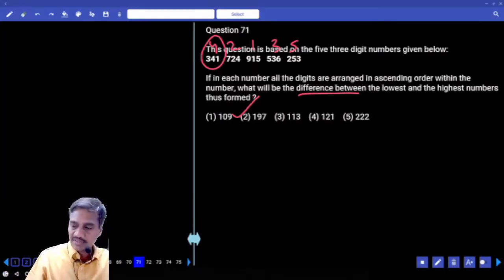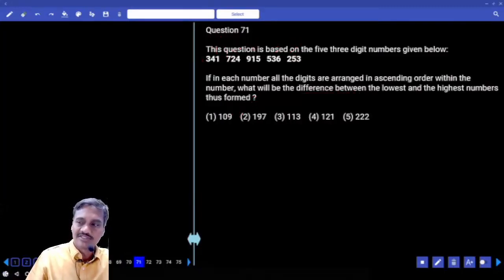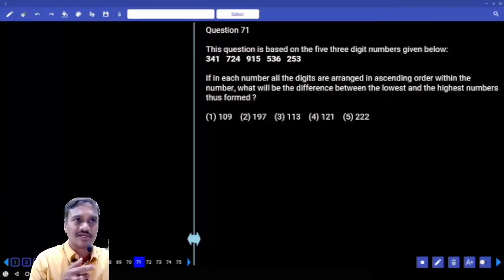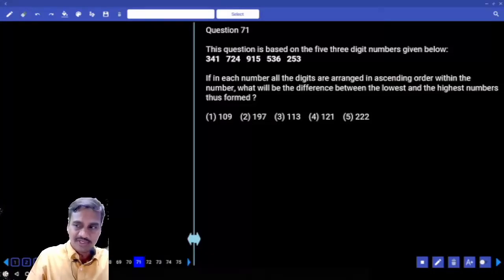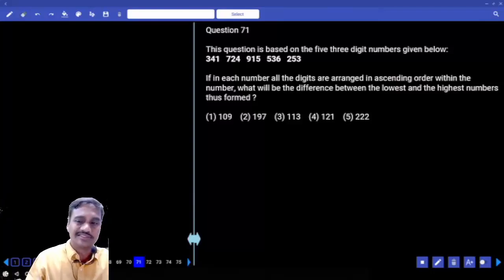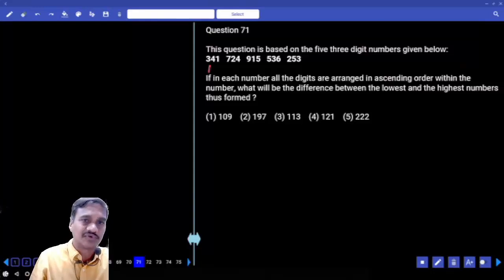Then 71, and if in each number all the digits are arranged in ascending order within the number, what will be the difference between the lowest and the highest numbers thus formed? Lowest and the highest numbers thus formed, what do we have to do, tell me. Digits are arranged in the ascending order, the lowest digit comes at the first place. And here the lowest digit is 2, here the lowest digit is 1, here it is 3, now here it is again 2.